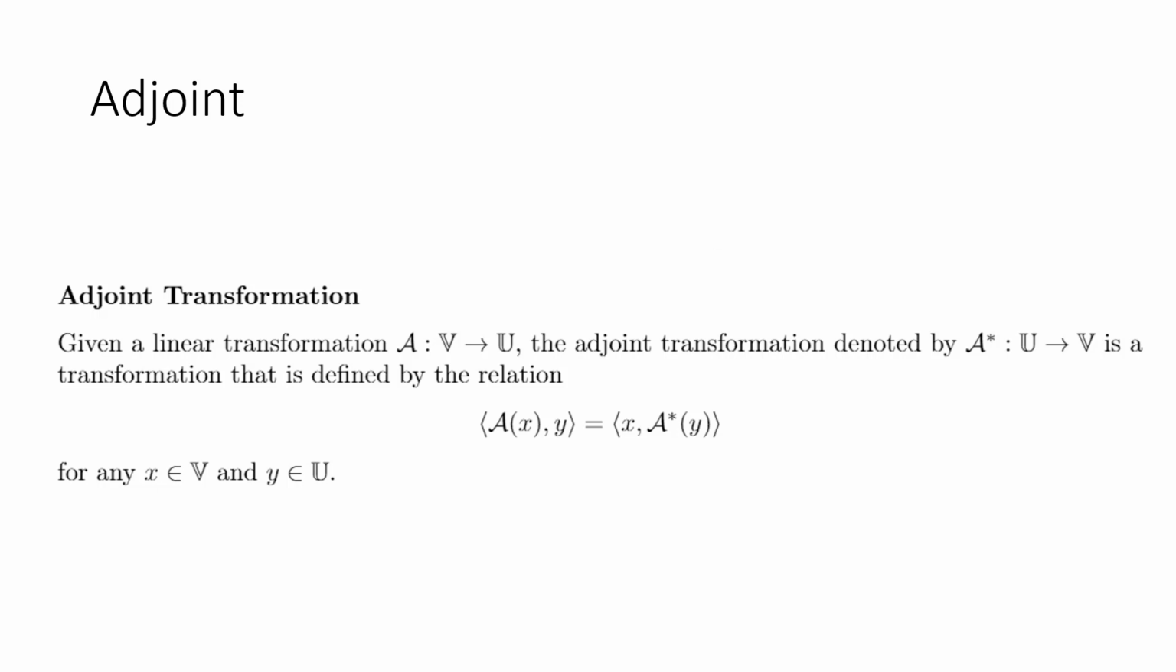The adjoint transformation. Given a linear transformation A, the adjoint transformation denoted by A star is a transformation that is defined by the relation that the inner product of A of x with y is equal to the inner product of x with A star of y.